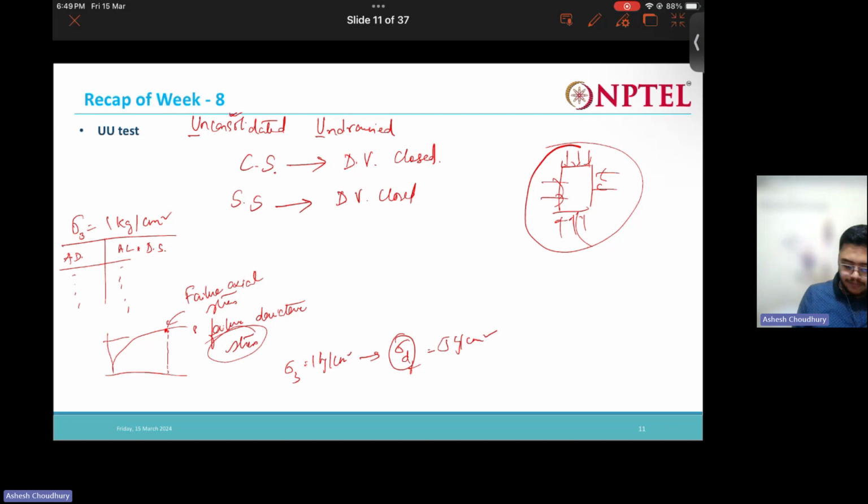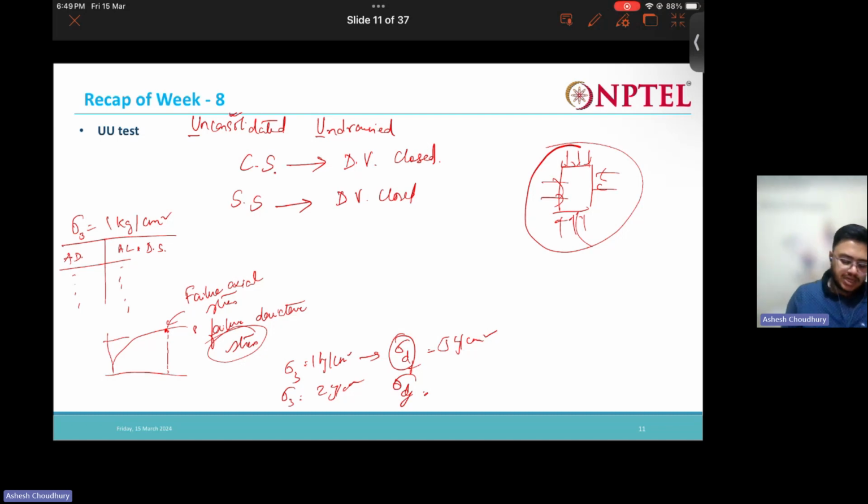Just say for example. Like this for various values, then again you will increase the sigma 3. Say now sigma 3 is 2. So now again you will get one more value of sigma d.